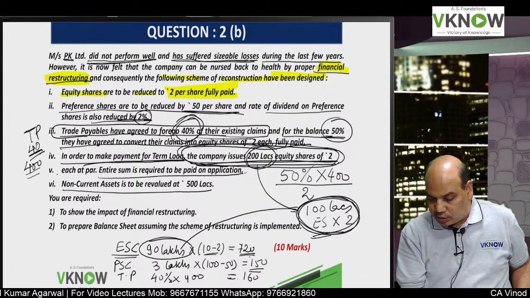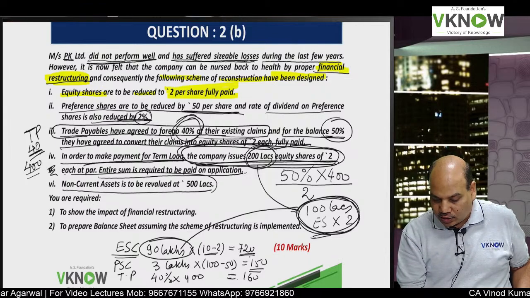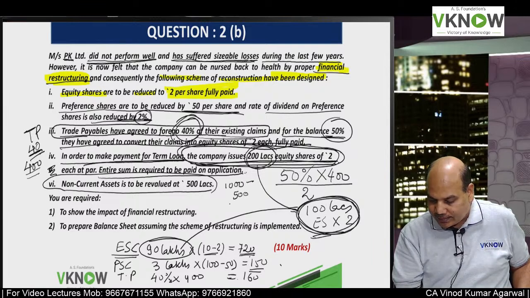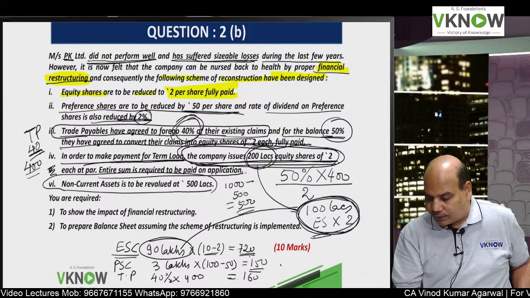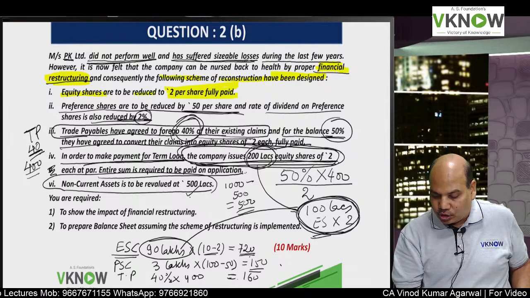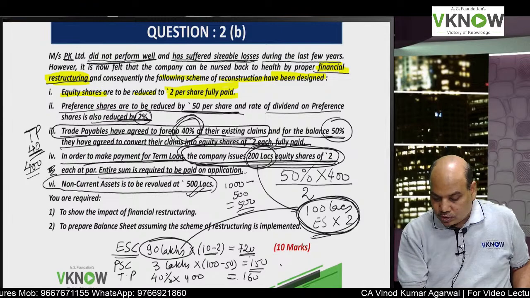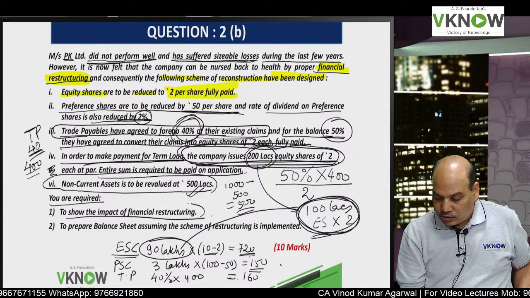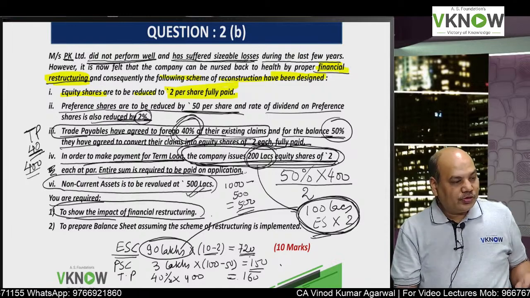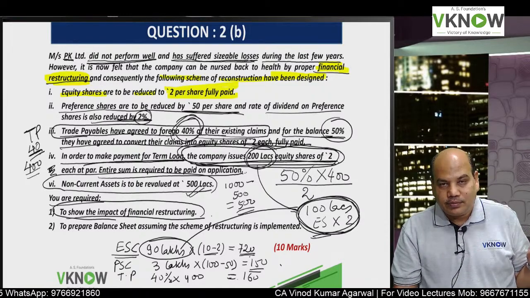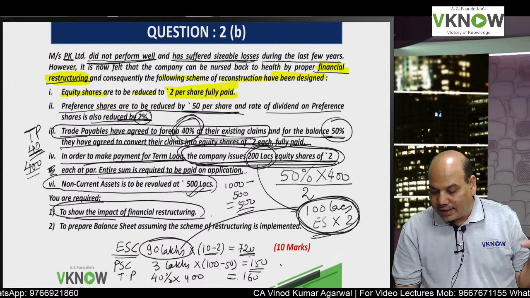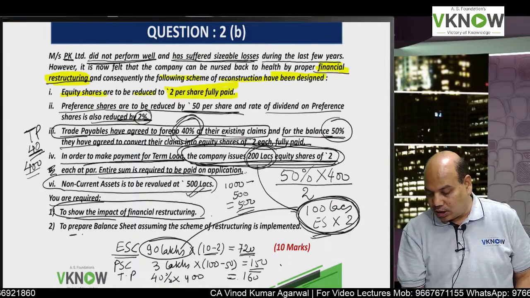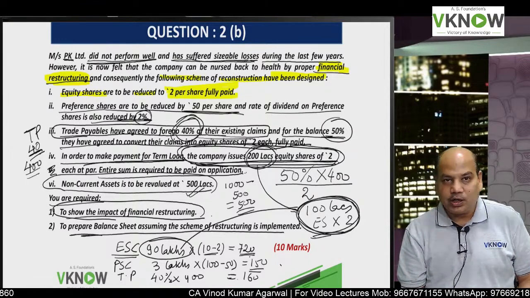Non-current asset will be revalued at 500 lakh. There is 1000 rupees non-current asset. It will be reduced by 500. So now the balance in non-current asset will be 500. You are required to show the impact of financial restructuring. That is how your share capital, reserve, preference share, loan will get affected because of the financial restructuring. And then an accounting question, prepare balance sheet after restructuring.